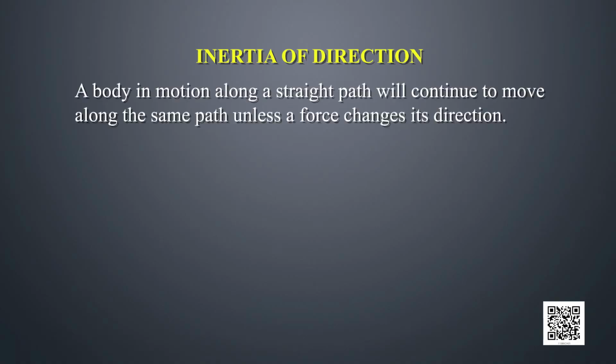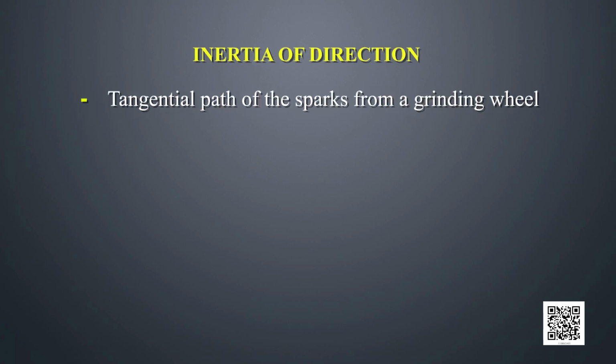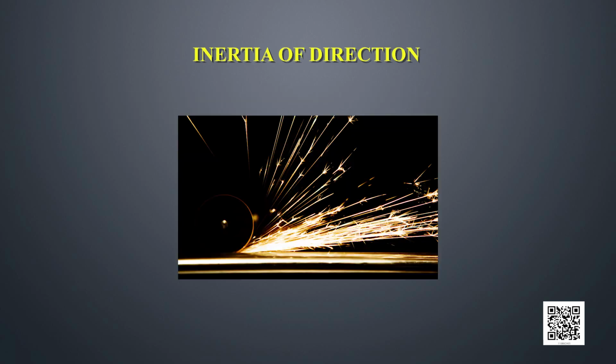That is, a body in motion along a straight path will continue to move along the same path unless a force changes its direction. Here we can take an example. The tangential path of sparks from a grinding wheel is an example of inertia of direction. If we look at the sparks carefully, the sparks leave the surface of the grinding wheel along a tangent. They do not go along a circular path like the grinding wheel.